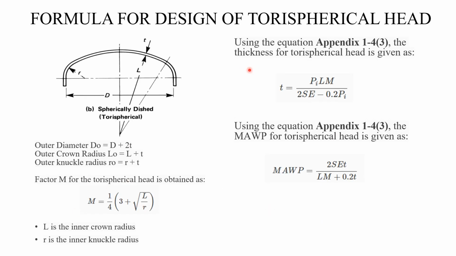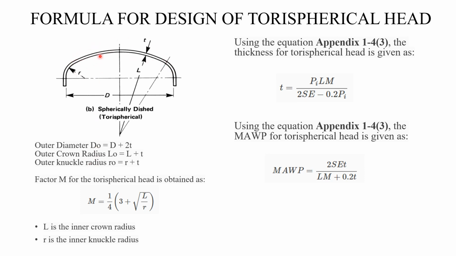So moving ahead, formula to design of toruspherical dish head. Toruspherical dish head, here you have knuckle radius. So in ellipsoidal we don't have knuckle radius, but in toruspherical dish head we have knuckle radius, and we have D, that is internal diameter of the dish head. This is same as the internal diameter of the pressure vessel. L, so L is the radius of inner crown radius.